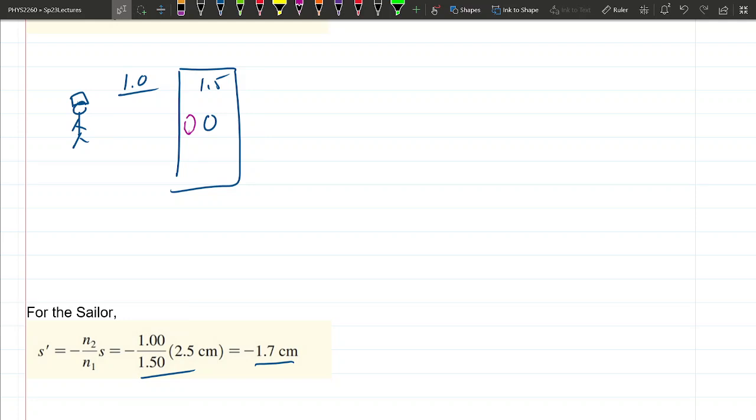A lot of these problems, just as you did on the worksheet just now, come down to figuring out what theta 1 is, what n1 is, and what n2 is, right? Those are the hard part, okay? Because if you flip this, you're going to get the wrong answer, right? Okay. All right.